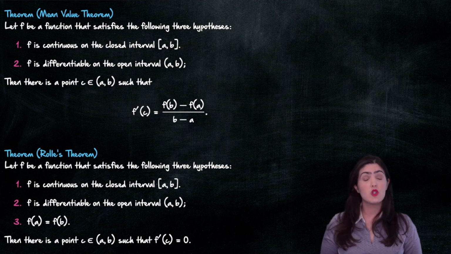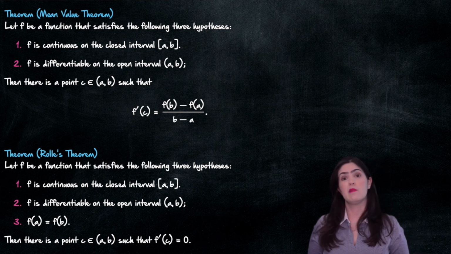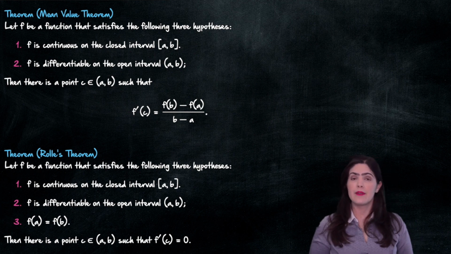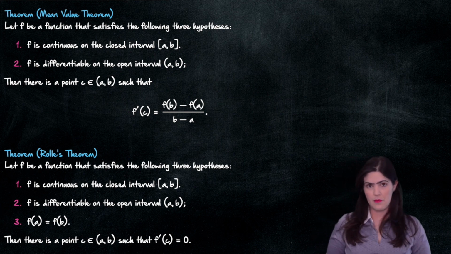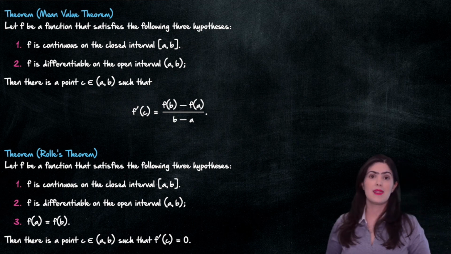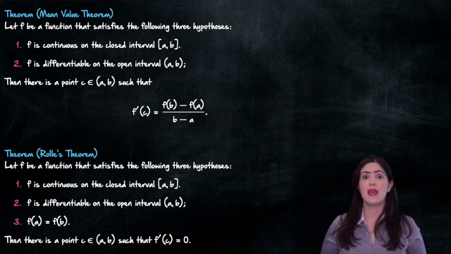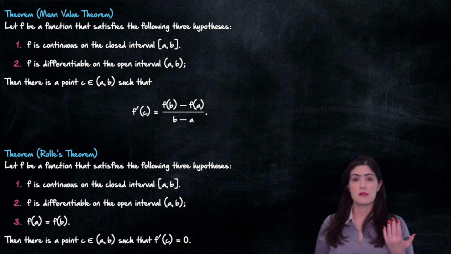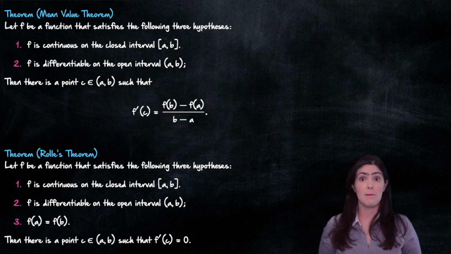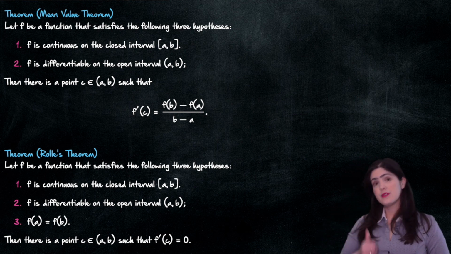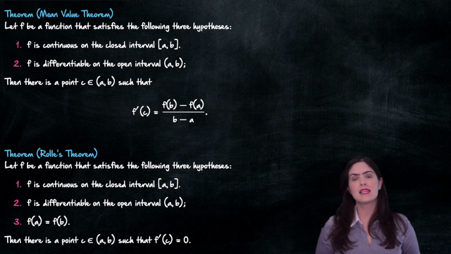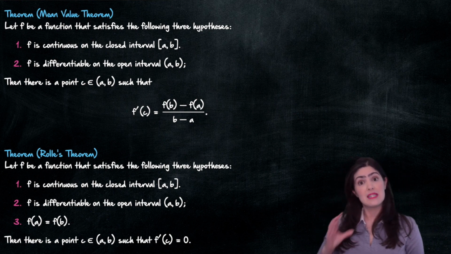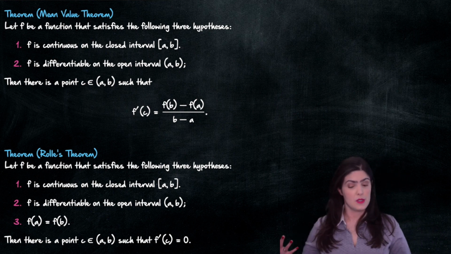We need the function f to be continuous on the closed interval [a,b] and differentiable on the open interval (a,b). Now, the difference is that the mean value theorem tells me that if I know those two things, then I can find a point c between a and b such that f'(c) is equal to (f(b) minus f(a)) over (b minus a), whilst Rolle's theorem adds another hypothesis. It asks that if f(a) is equal to f(b), then I can find a point c such that f'(c) is equal to 0.